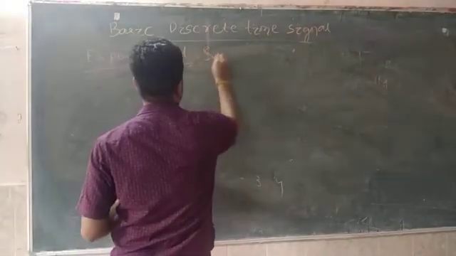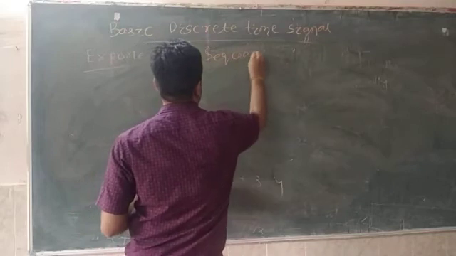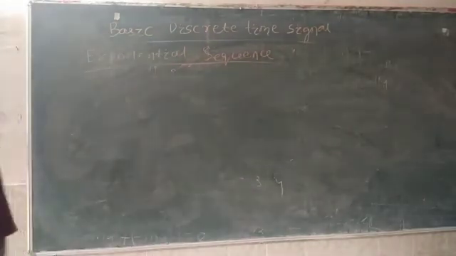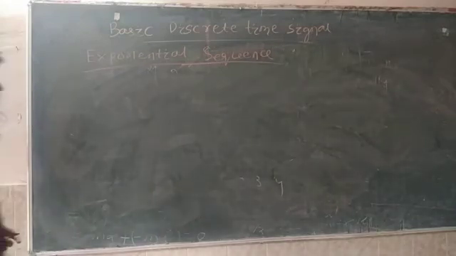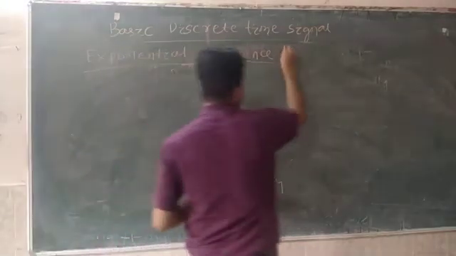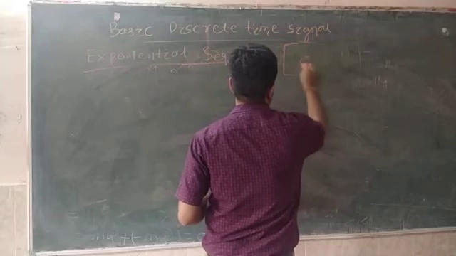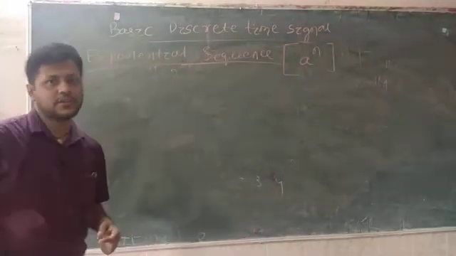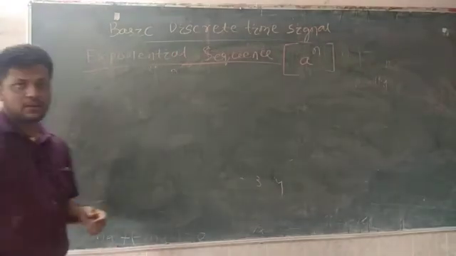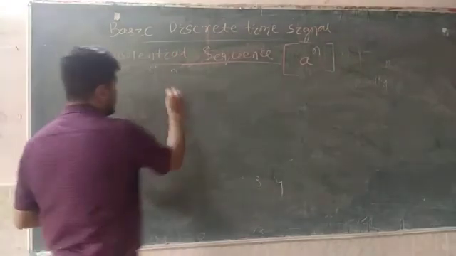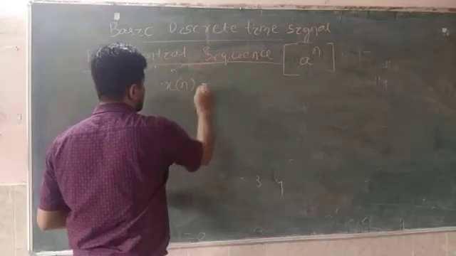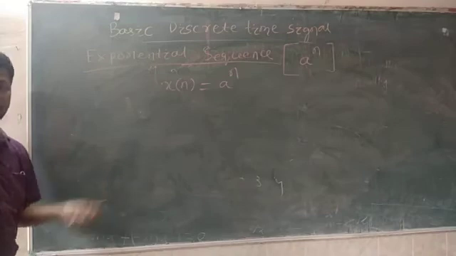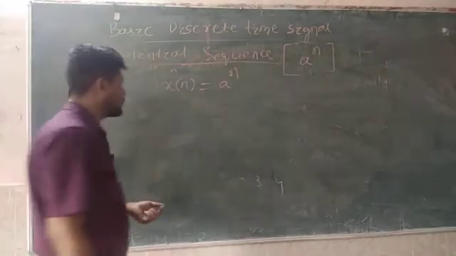When we draw the exponential sequence, it is represented as a to the power n, where x of n is equal to a to the power n. This is your mathematical representation of a discrete time signal.